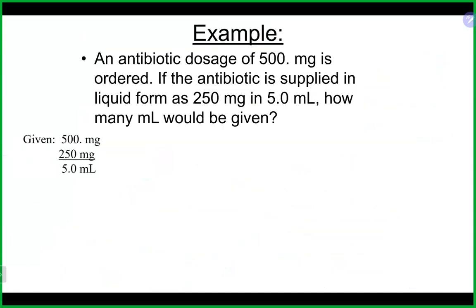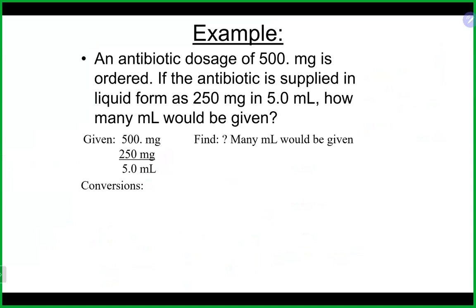All right, let's take a look at a couple more here. Just make sure we have an antibiotic dose that's given, 500 milligrams. How many milliliters is it if it's 250 milligrams in 5 milliliters? So see what you come up with here.